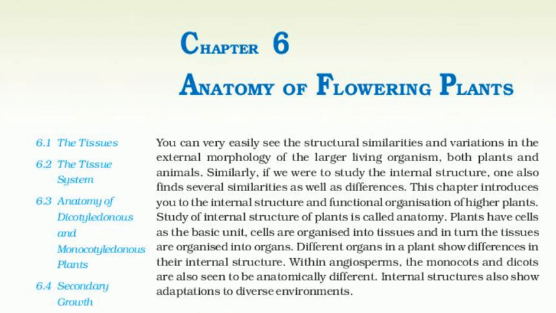Phloem transports food materials usually from leaves to other parts of the plant. Phloem in angiosperms is composed of sieve tube elements, companion cells, phloem parenchyma and phloem fibers. Gymnosperms have albuminous cells and sieve cells. They lack sieve tubes and companion cells.